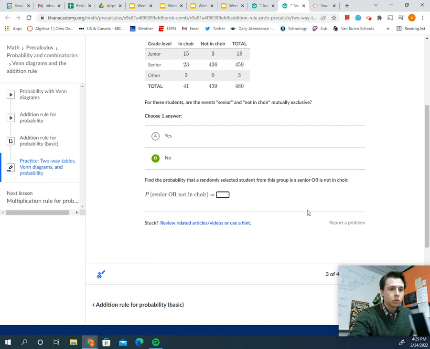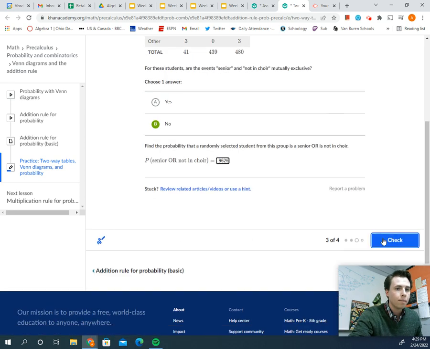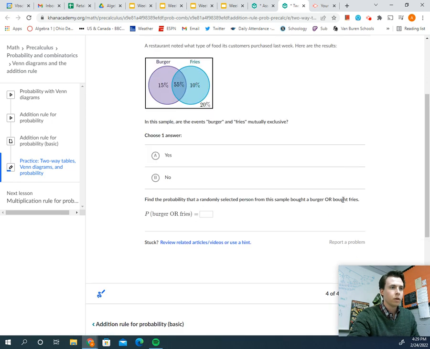So I'm going to type in here 0.9625. That would be the probability, and we got that one correct. 0.9625 is the probability. Okay, so let's move on to our next one.